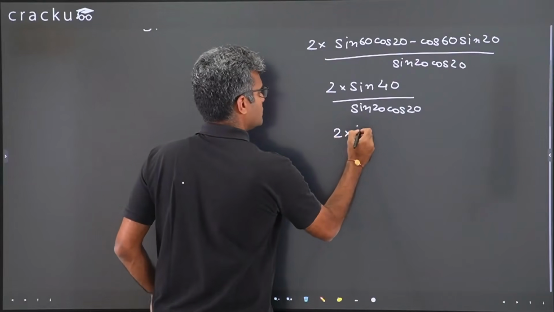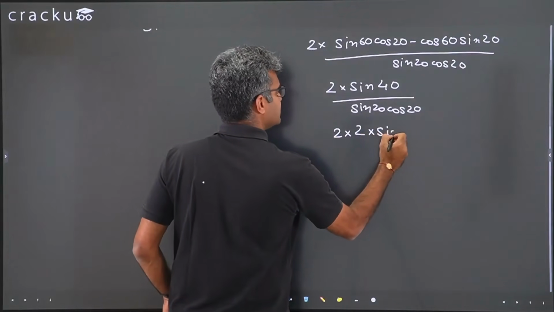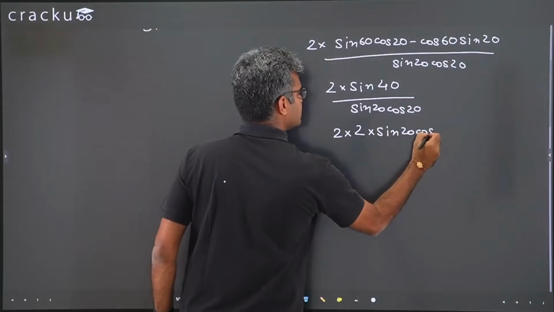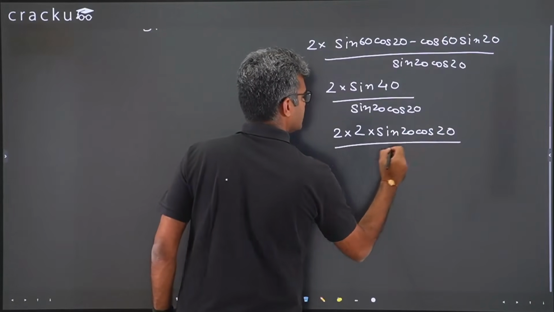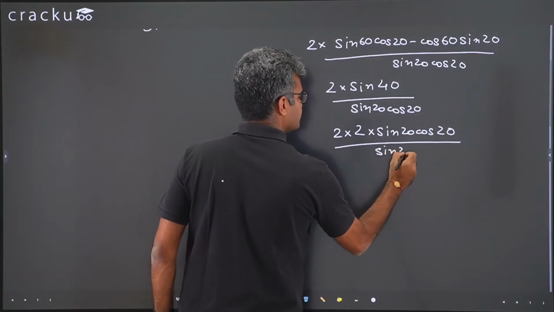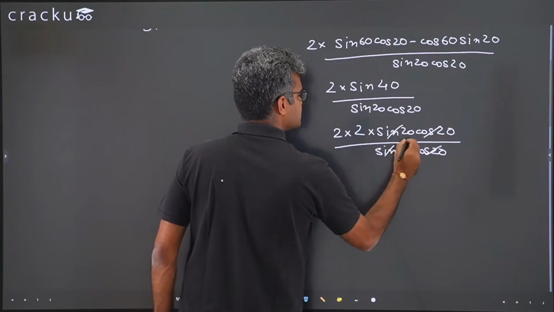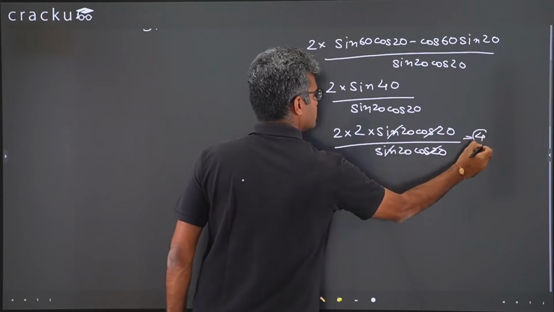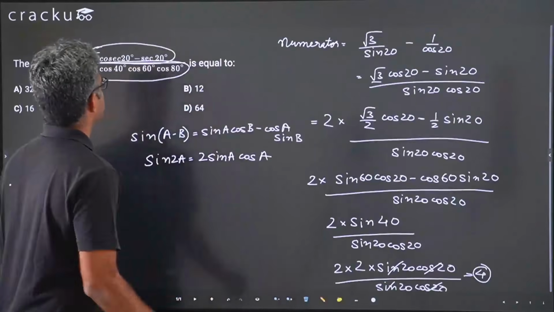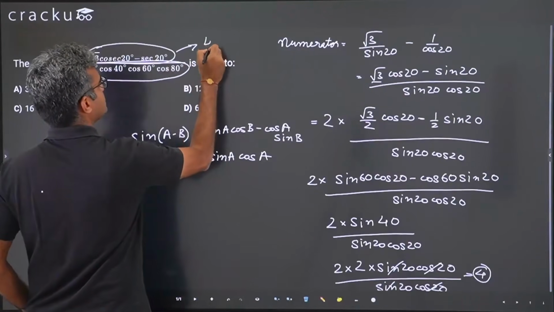this becomes equal to 2 into 2 times sin 20 into cos 20 divided by sin 20 cos 20. I can cancel these two, I can cancel these two. This is equal to 4. So the value of the numerator is equal to 4.